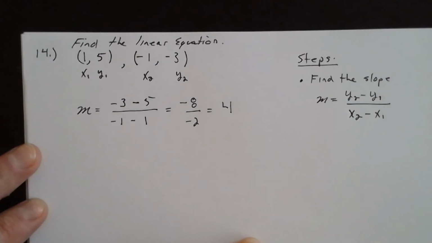And now we have to determine which form for the equation of a line we want to use. Do we want to use slope-intercept form, or do we want to use point-slope form? Are we given an intercept? Do we have a point? And do we have a slope? So which form do we want to use? Point-slope form.